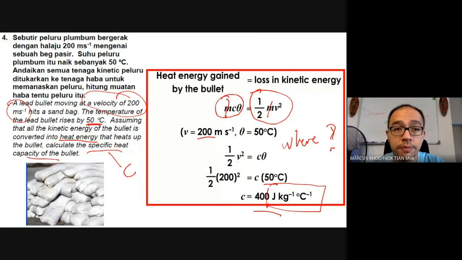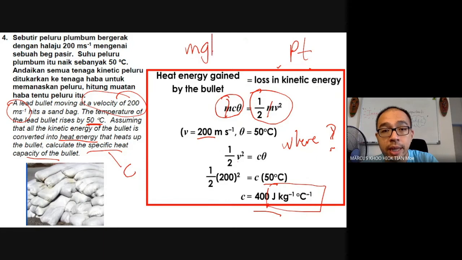So once again, actually the calculation is pretty easy. It's just understanding which situation requires which form of energy. Remember, kinetic energy is half mv squared. Electrical energy is P times T, power times time. And then potential energy is mass times gravity times height. And remember, gravity is 9.81 meters per second squared.